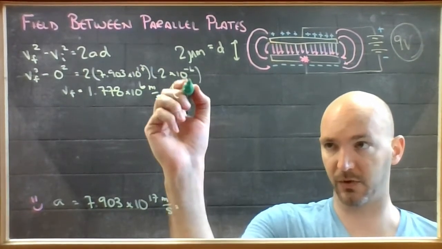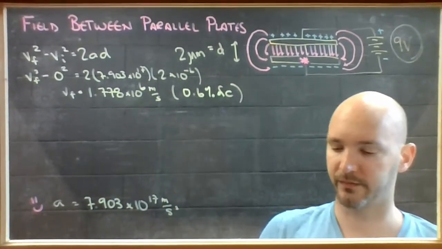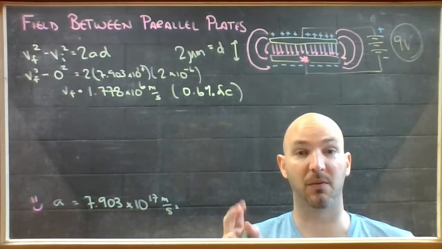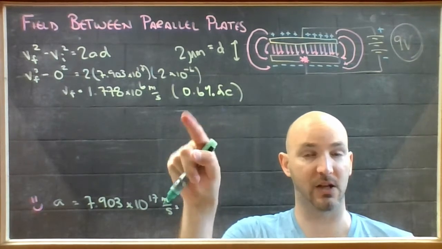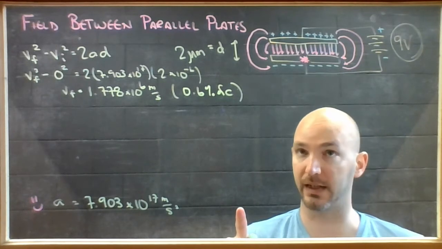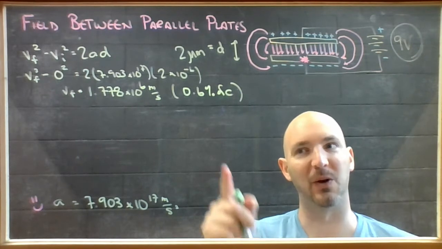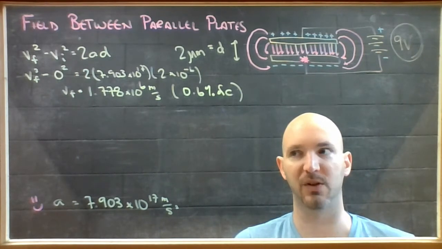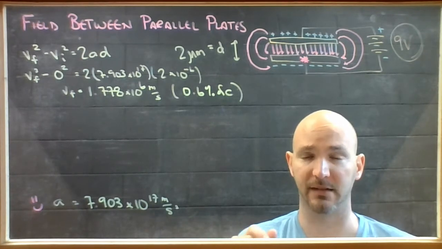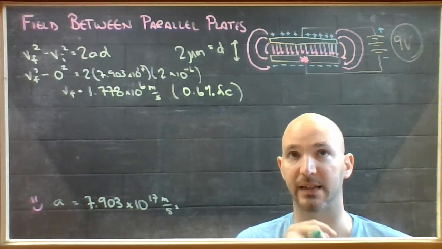Too many things going on in my brain. 0.6% of C. So that is remarkable in 2 different ways. One, it's not even close to the speed of light, so I don't have to worry about relativity quite yet inside of my parallel plates here. But it's also almost 1% of the speed of light, which is way faster than anything else that's ever been tracked. So that's kind of neat that we can get particles moving at that kind of speed.